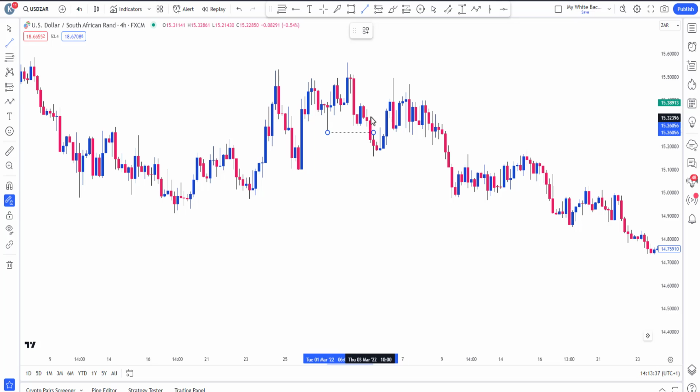This is the most interesting one that we're looking for. Inducement above here and price reaching out for this area. Fair value gap above there and the beginning of the downtrend. All right, so these are the things you look out for.